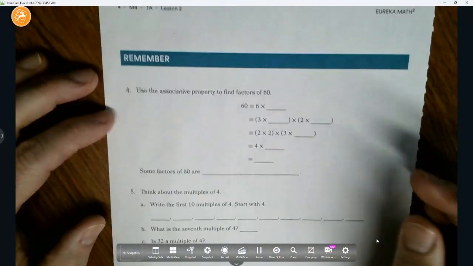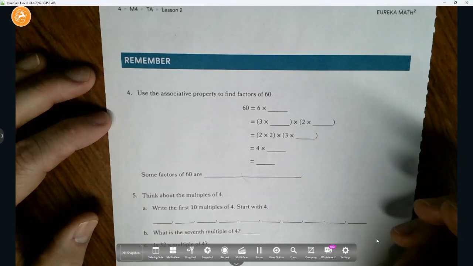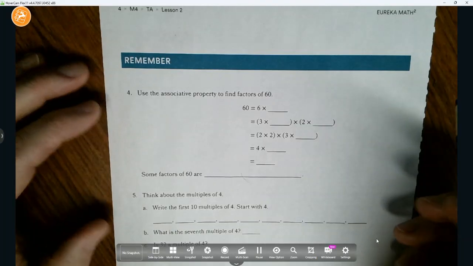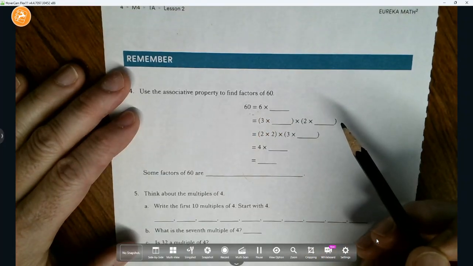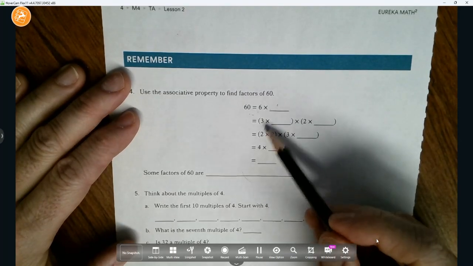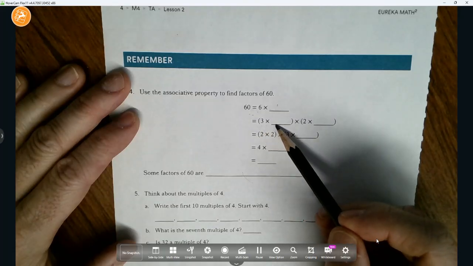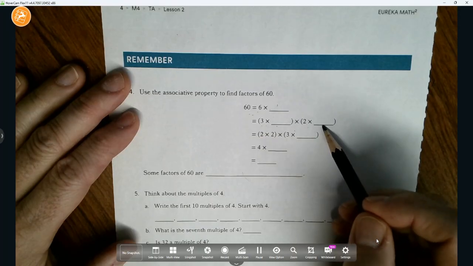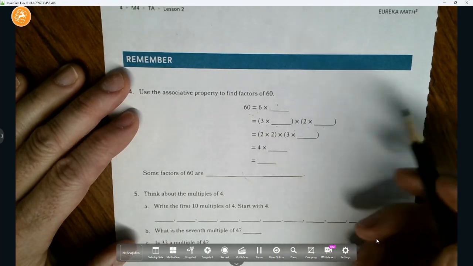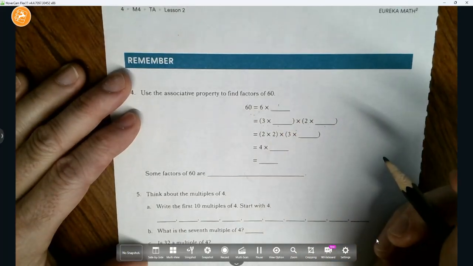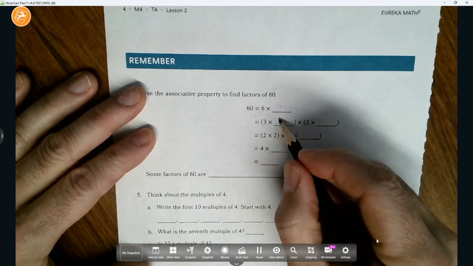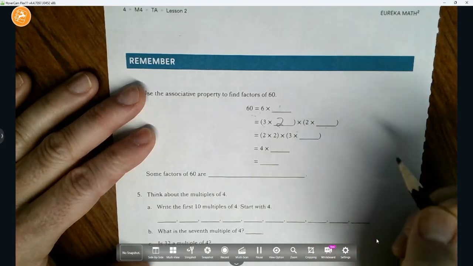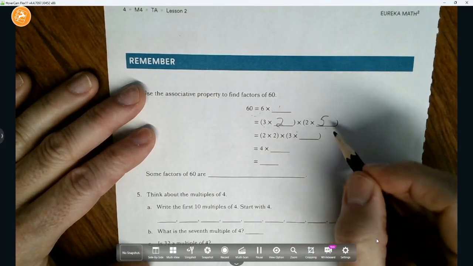On the back, we got number 4. Use the associative property to find factors of 60. Okay, so what does 60 equal? 60 equals 6 times what? Put that number here. 3 times what times 2 times what equals 60. So I'm going to help on this one because these can get confusing. So 3 times 2 gives us 6, right? And then 2 times 5 gives us 10.